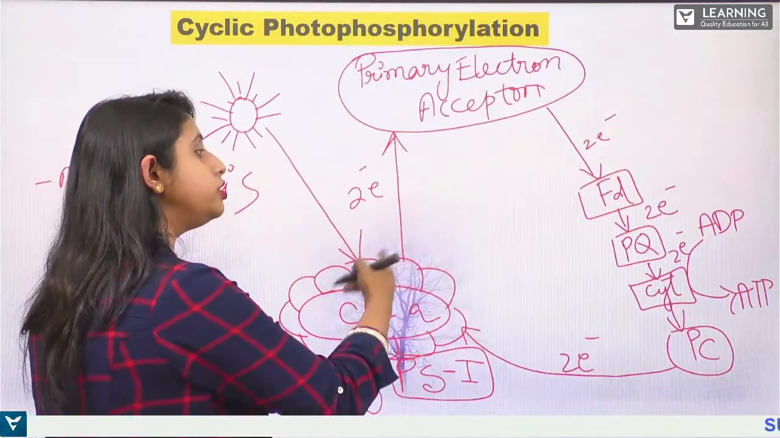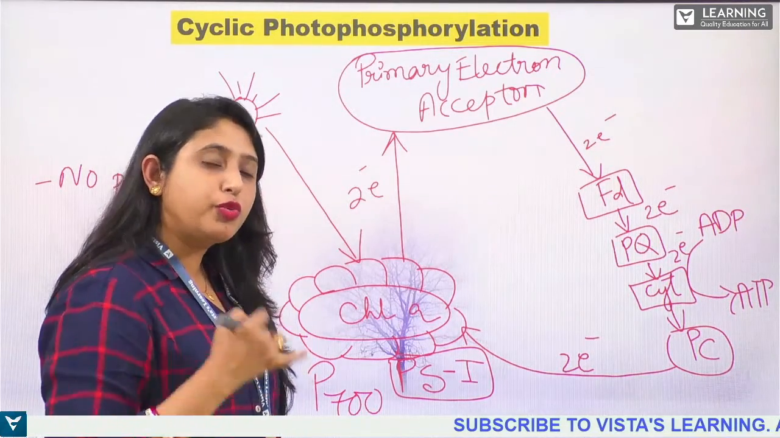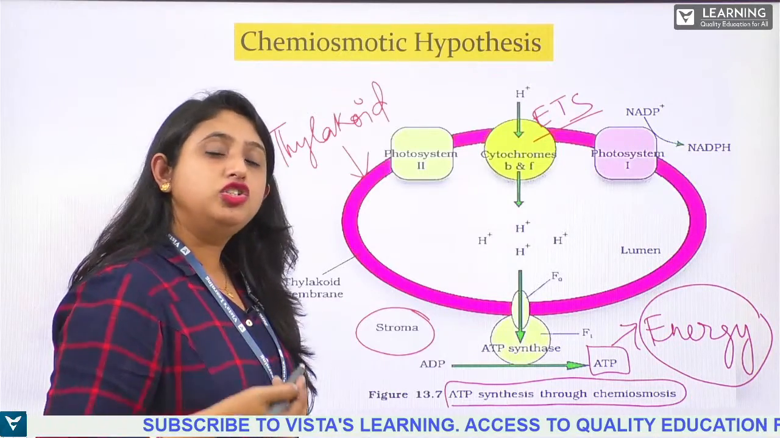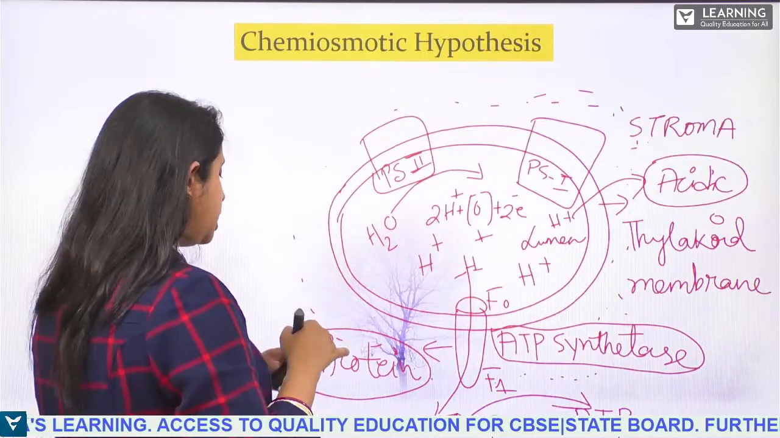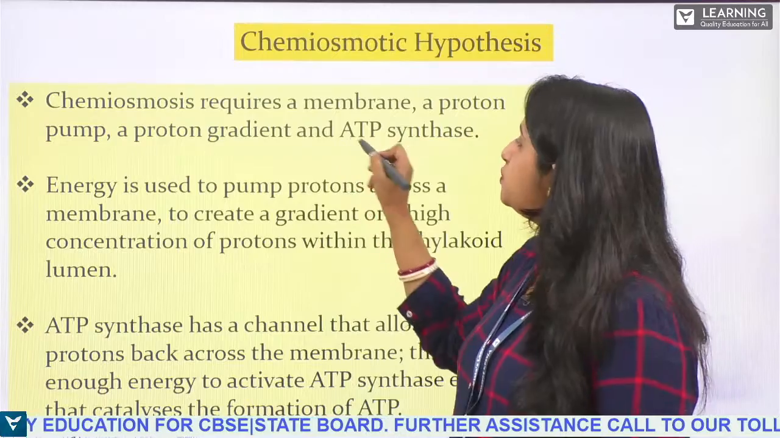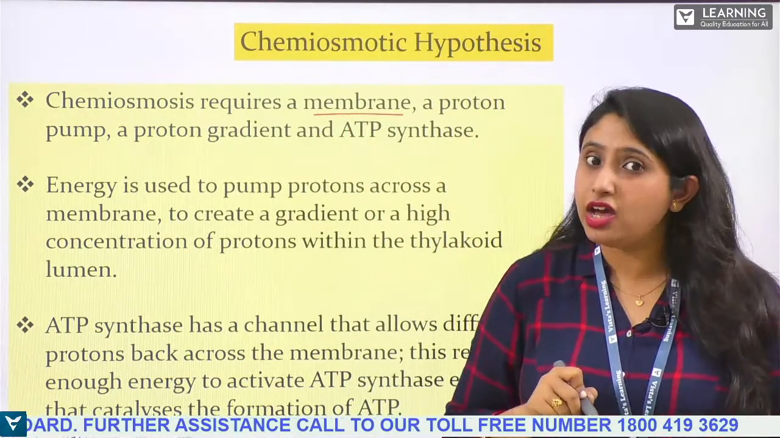These are all the electron transport chain which you have studied here. In the case of plants, this is the process taking place. This is how from the ATP we get the energy. This is all about what you have studied in today's session. You can write down that chemiosmosis requires a membrane, that is the thylakoid membrane.